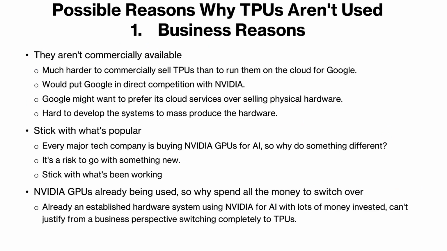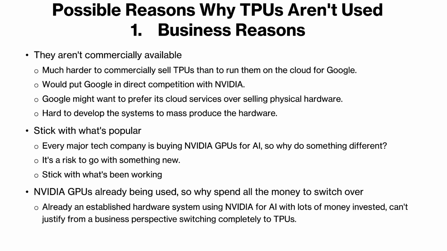Well, if we look into business reasons why TPUs aren't used, obviously they aren't commercially available. It would be much harder to commercially sell TPUs than to run them on the cloud for Google, as you have a lot of overhead when it comes to selling something. Not only do you have to manufacture it, but there are different safety qualifications and other steps in the process that would have to happen for Google to be able to sell TPUs. Additionally, it would put Google into another market, when they're already reaching into multiple different markets and spreading themselves somewhat thin. It would put them directly in competition with NVIDIA, which is, again, the massive leader in this industry.